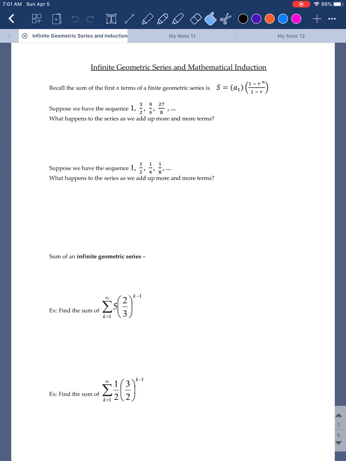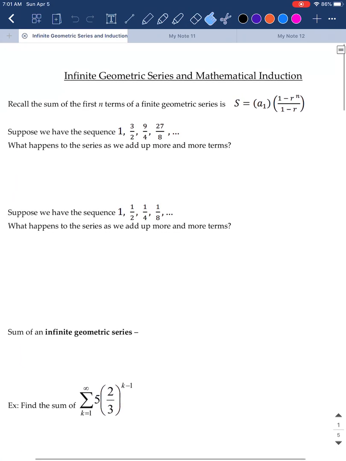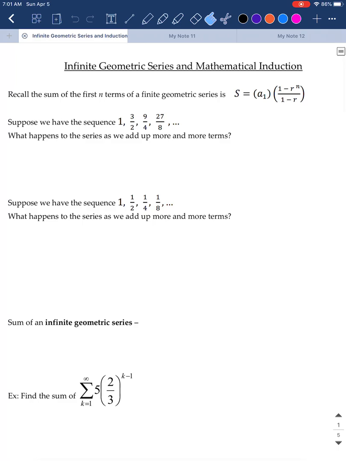Welcome back, everybody. So today we're going to look at infinite geometric series and mathematical induction. So we'll start with the infinite geometric series. Up at the top, we've got just a little reminder from last time. If we have a finite number of terms, we can calculate the sum of the series by using this formula on the right. And we derived that from the previous notes.